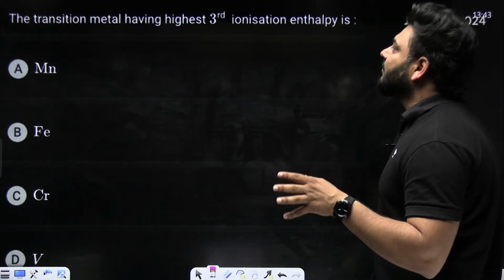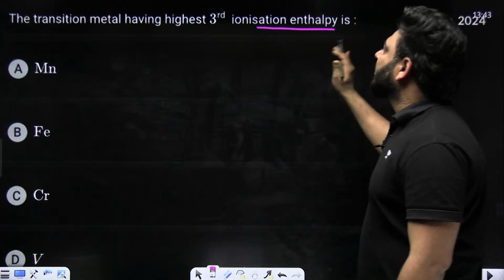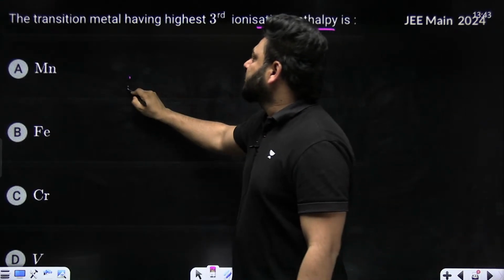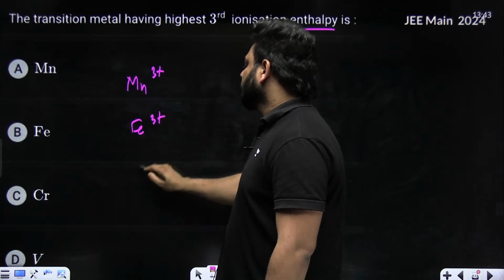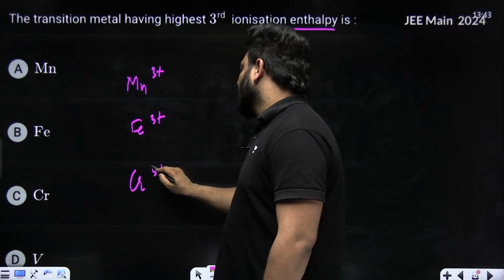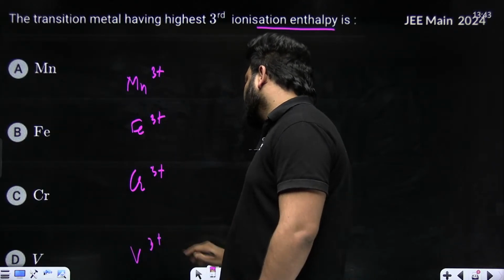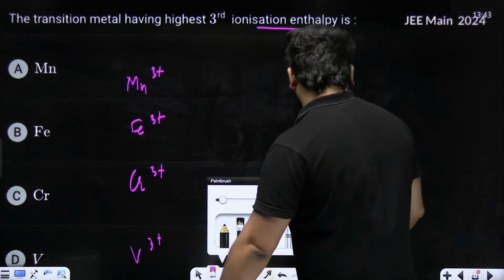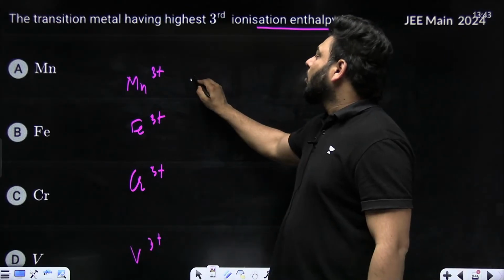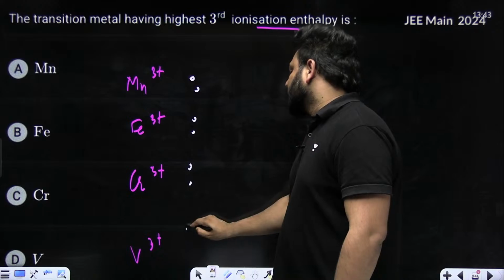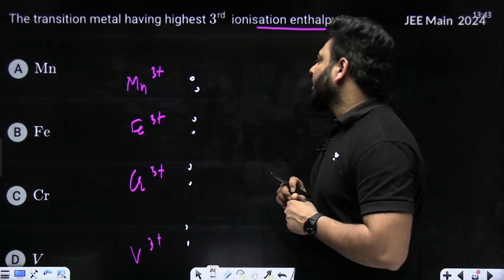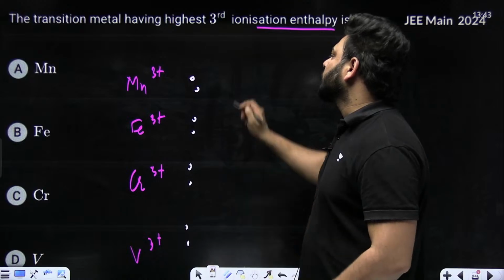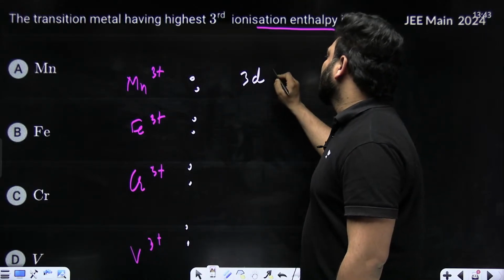The transition metal having 3d, third ionization enthalpy is highest. So guys, let us first take all together: Mn3+, Cr3+, and we also have vanadium 3+. So whenever highest energy has been asked and positive oxidation states have been given to you, that means you have to first of all look at the electronic configuration. So I guess the electronic configuration of manganese 3+ will be argon 3d.